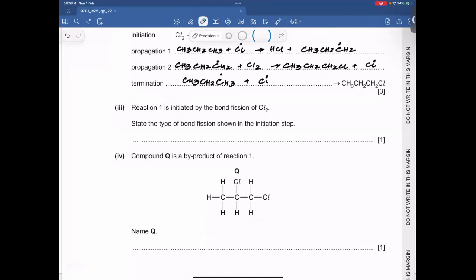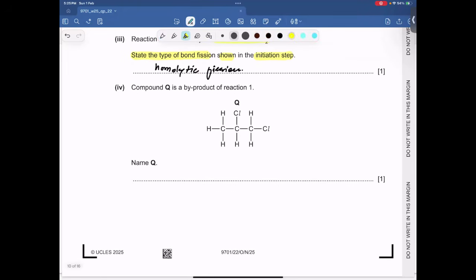Reaction 1 is initiated by the bond fission of chlorine. State the type of bond fission shown in the initiation step. That's called homolytic fission, in which equal sharing of electrons takes place. All right. Compound Q is the byproduct of reaction 1, name Q. So let me give the number of carbon atoms: 1, 2, and 3, and 1, 2, and 3 from the left hand side also. So from both sides, the position of chlorine is the same, which is why it's going to be 2-chloropropane.